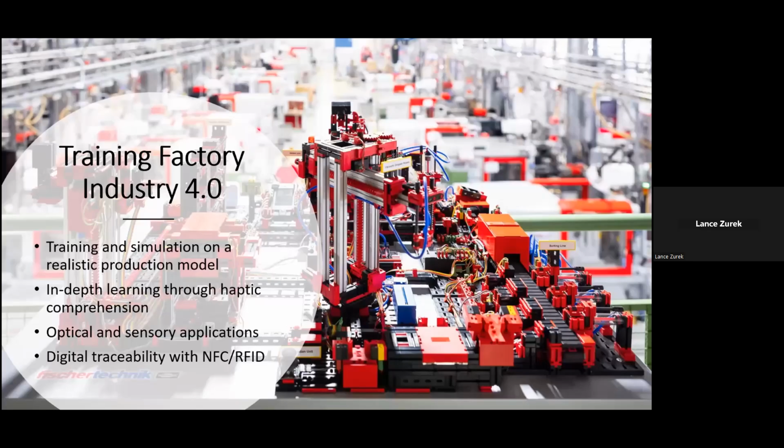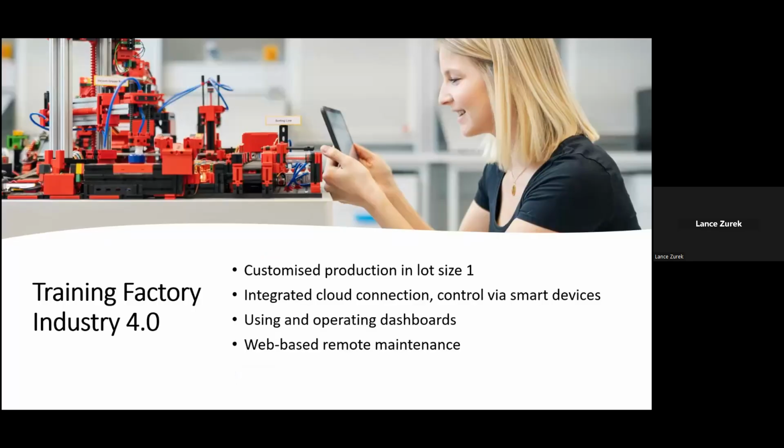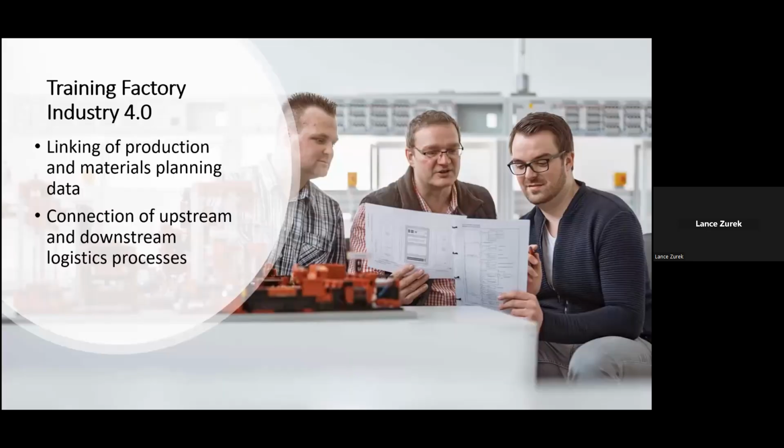Okay, so just to review a little bit, some of the topics that can be addressed with the fischertechnik Training Factory Industry 4.0, of course, are training and simulation on a realistic production model, in-depth learning through haptic comprehension, optical and sensory applications, digital traceability with NFC/RFID technology, customized production in lot size 1, integrated cloud connection and control via smart devices, using and operating dashboards, web-based remote maintenance, the linking of production materials and planning data, and the connection of upstream and downstream logistics processes.